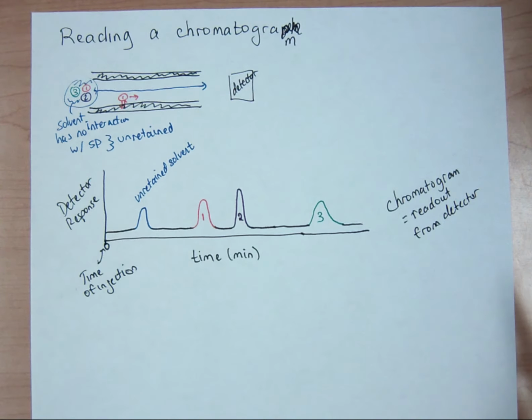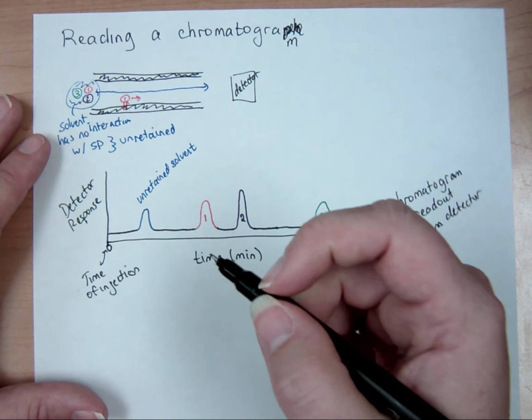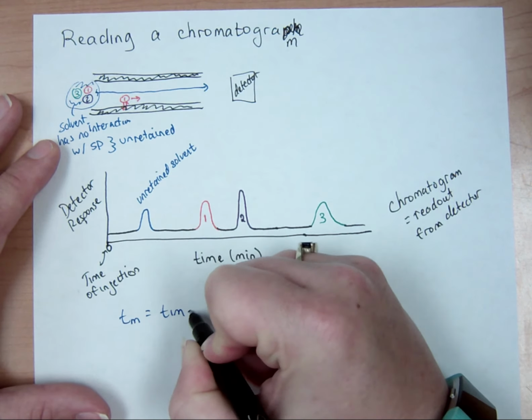So from this chromatogram, what kind of information do we want to get? The first thing we want to look at is what is the time for this unretained solvent? And so we call this TM, or the time of the mobile phase.